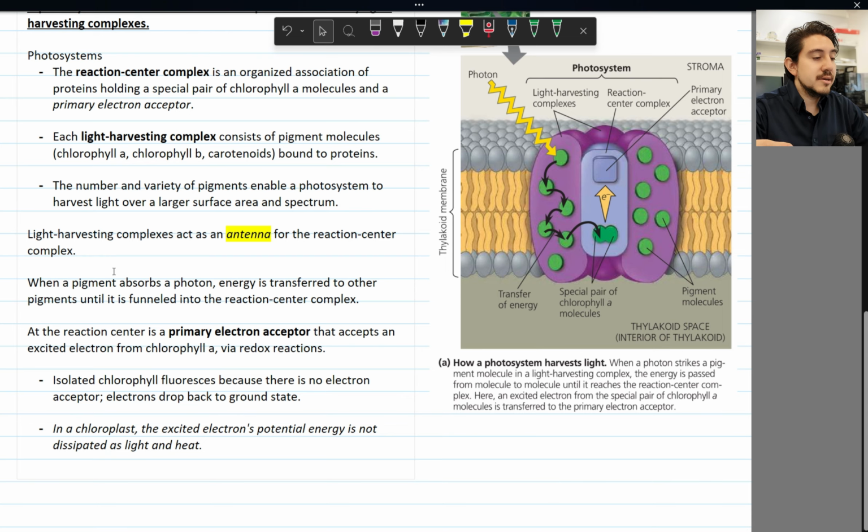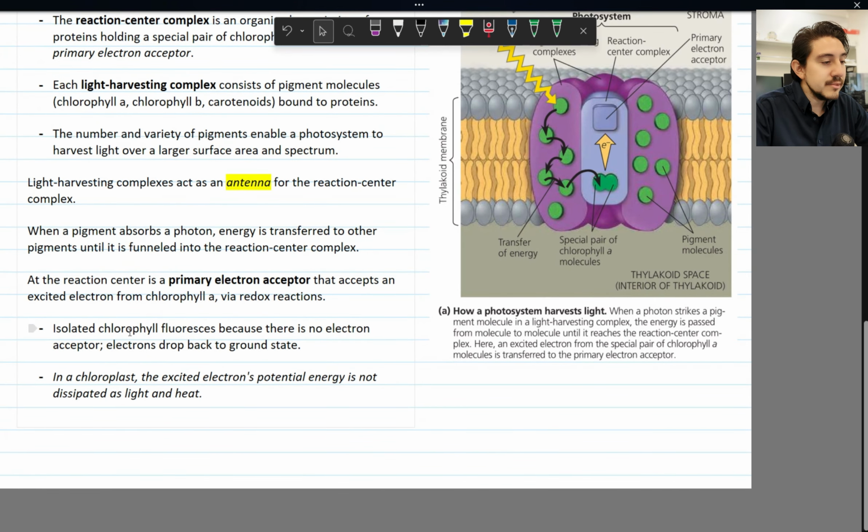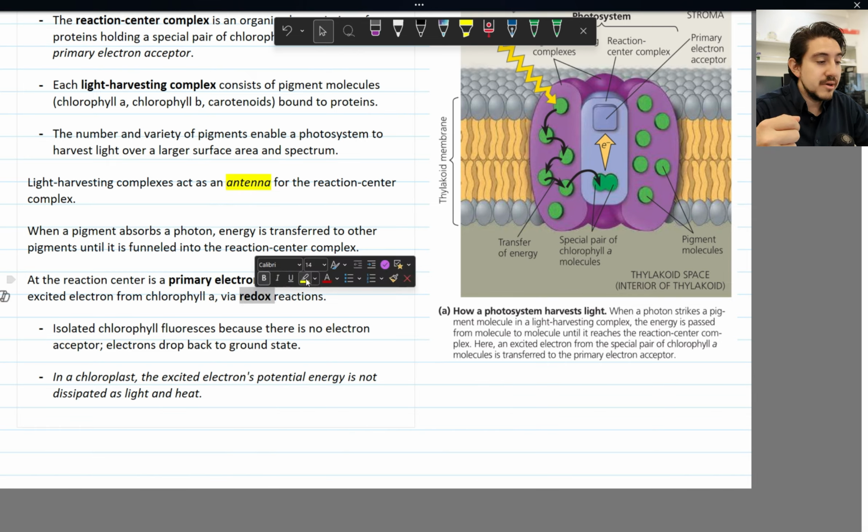Okay, so when a pigment absorbs a photon, energy is transferred to other pigments until it's relayed from one pigment to another, to another, to another. And there's a transfer of energy, as you see here. Energy is passed down until you have chlorophyll A molecules obtaining that energy, exciting electrons, and passing it to the primary electron acceptor. Okay. So at the reaction center, you have this primary electron acceptor that will gain that electron from chlorophyll A via redox reactions.